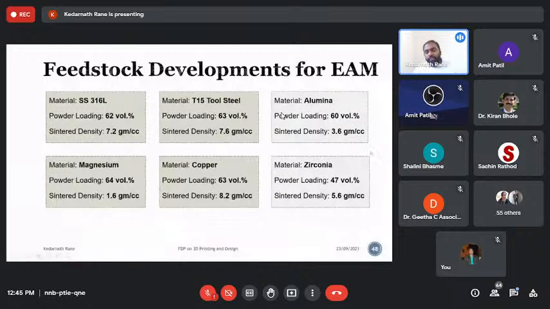We didn't go for very exotic applications in the ceramic domain. We considered very simple alumina and zirconia. Again, alumina is for structural application and zirconia for biomedical application. So we developed some dental applications through zirconia materials.